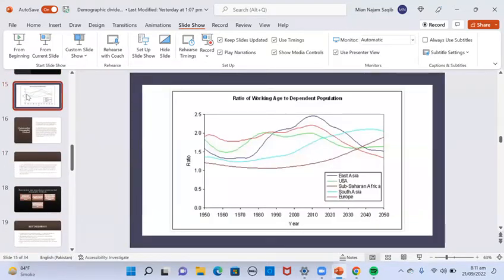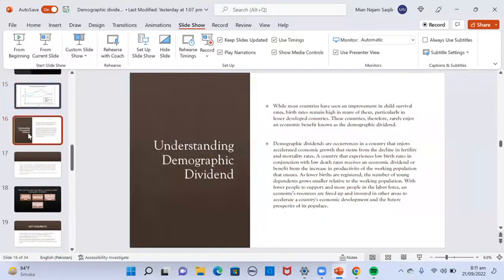This is basically a graph of the ratio of working age to dependent population in different parts of the world, where you can see East Asia, USA, Sub-Saharan Africa, South Asia, and Europe. As you can see, in East Asia, between the 2000 and 2020 bracket, there's the largest increase in the ratio of working age to dependent population. While most countries have seen an improvement in child survival rates, birth rates remain high in most of these countries, particularly those that are less developed, as a result of which these countries rarely enjoy the economic benefit of demographic dividend.